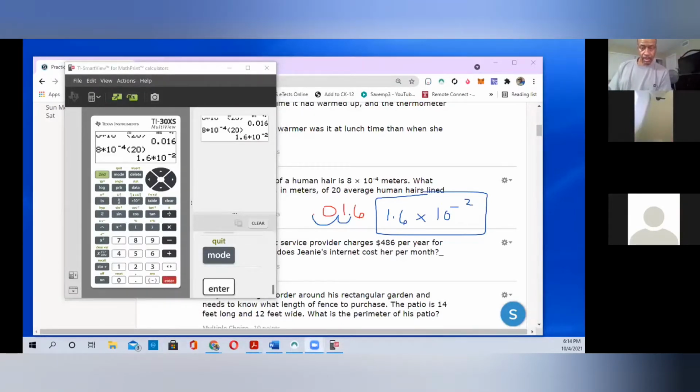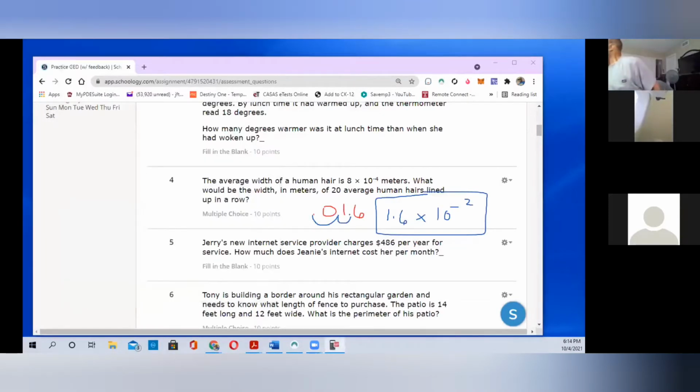All right. You have to know scientific notation. You have to. So 1.6 times 10 to the negative 2 or 0.016, either one of those answers is equivalent. They're the same thing. Okay. So that's how you would do that.